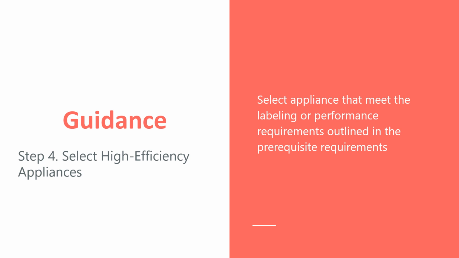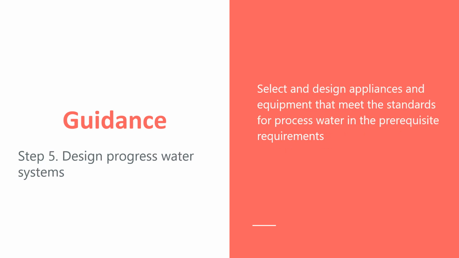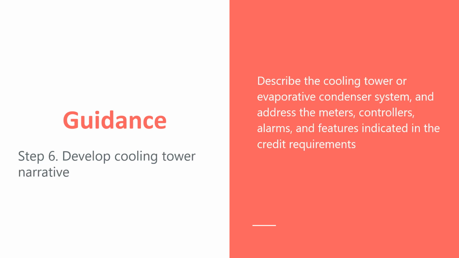Step 4. Select high efficiency appliances. It means to select appliances that meet the labeling or performance requirements outlined in the prerequisite requirements. Step 5 is to design the process water system by selecting and designing appliances and equipment that meet the standards for process water in the prerequisite requirements. Step 6 is to develop a cooling water narrative by describing the cooling tower or evaporative condenser system and addressing the meters, controllers, alarms, and features indicated in the credit requirements.